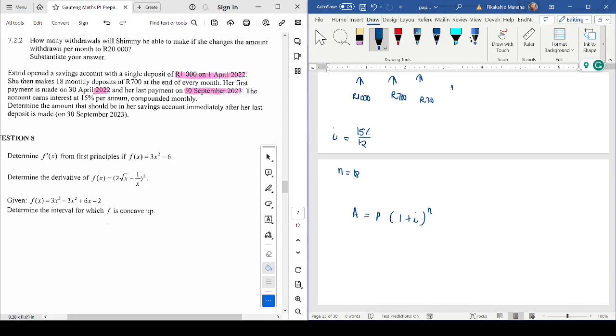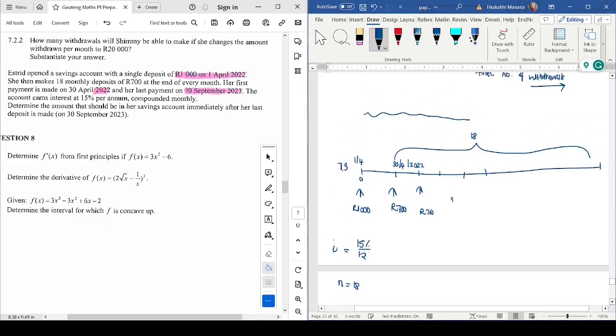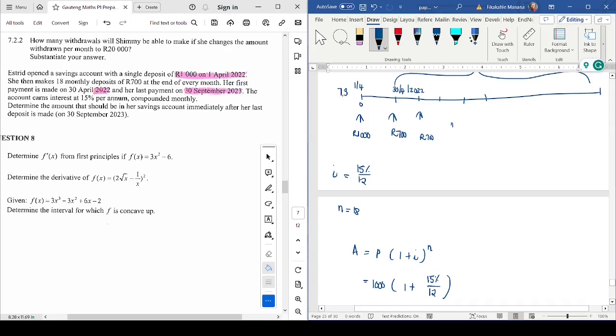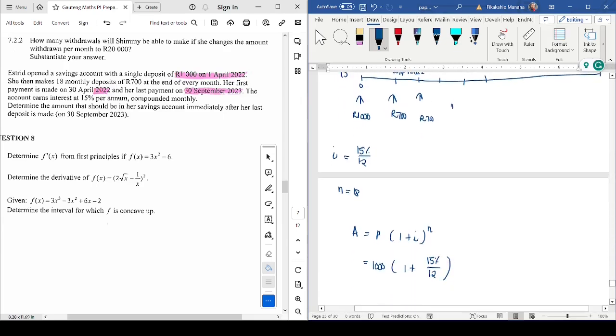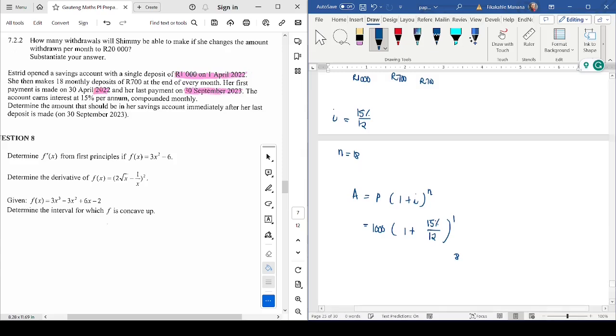So our principal amount is 1,000. 1 plus the interest rate, which is 15%, divided by 12 to the power n. That is also going to be over 18 months. Okay. And let us then find out what that amount is equal to.